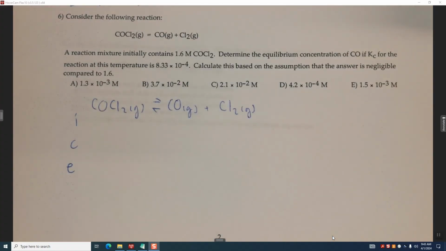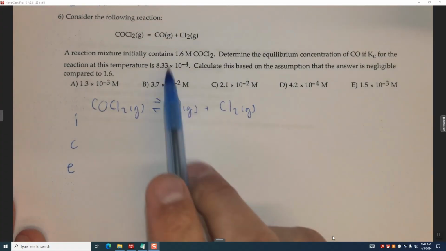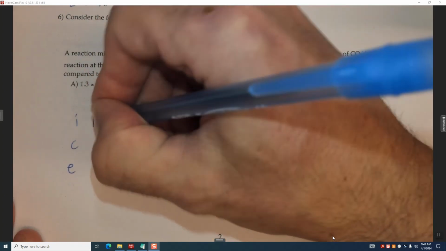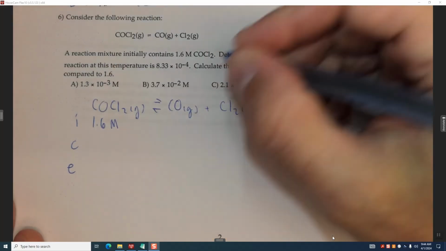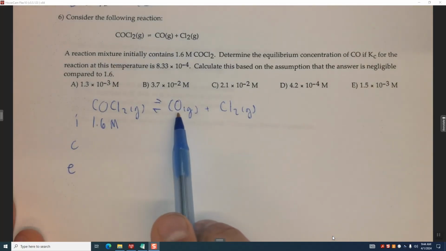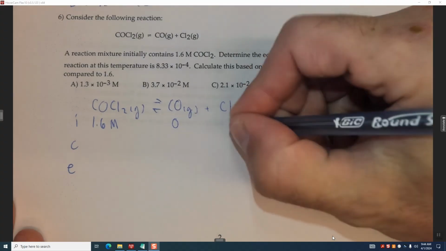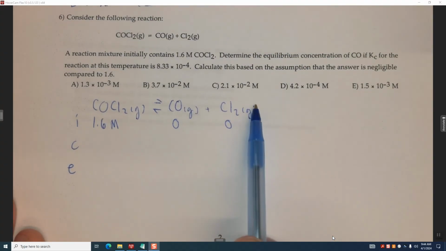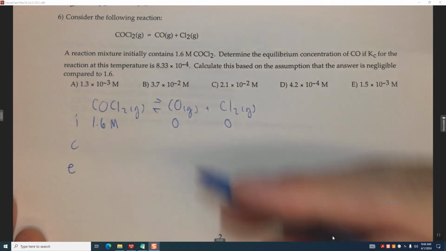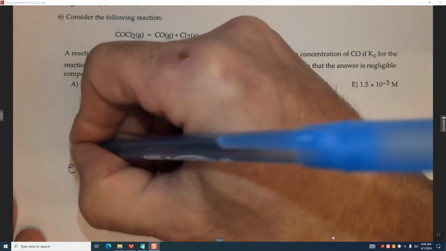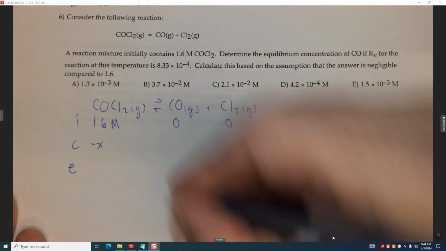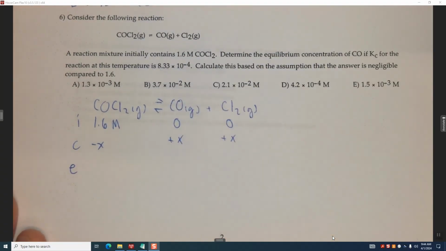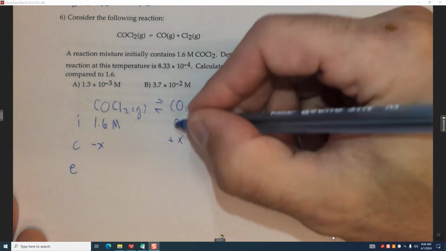Let's plug in what we know. Well, we know that the initial concentration of the COCl2 is 1.6 molar. We can also assume that the initial concentrations of these things are 0, because we start with initially just this, and then it reaches equilibrium, so it makes some of this and some of this. We want to know what's the change. Well, this is all 1 to 1, which is helpful. So we're going to subtract X amount of this, we're going to gain X amount of this, and gain X amount of that. When we have equilibrium, we're simply just going to do the math.